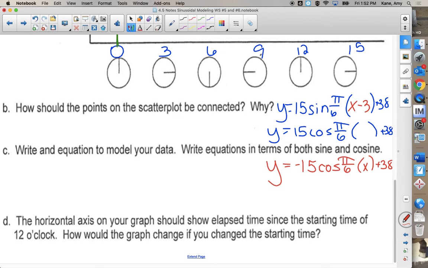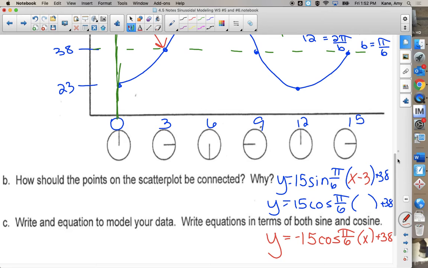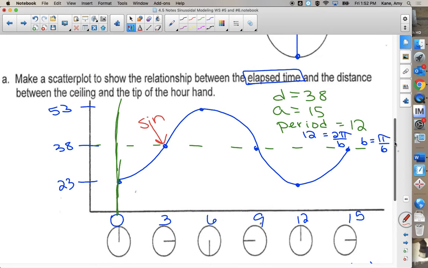What could you use for a phase shift for cosine if you wanted to start up high, Odette? You could use a 6. Questions? So I could start cosine up here at the top, and then it would have a phase shift of 6. It would be a negative cosine if you're starting it at the bottom. Questions?